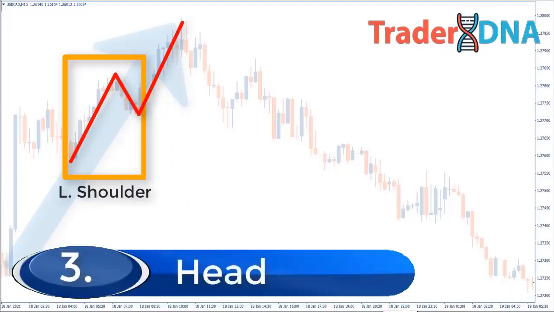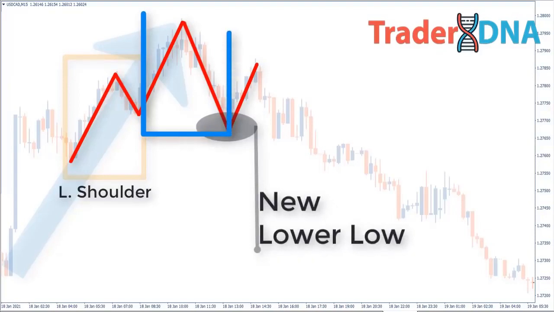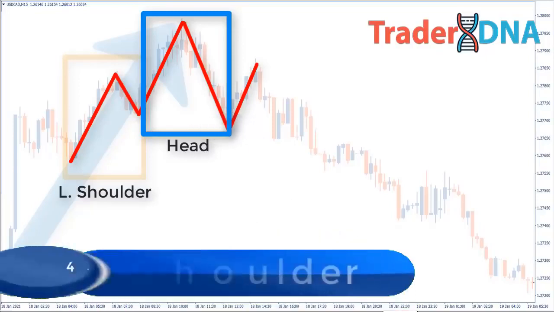Step 3. Head. Now that the left shoulder has formed, the market makes a higher high which forms the head. But despite the bullish rally, buyers are unable to make a substantially higher low. At this point, we have the left shoulder and the head of the structure. The neckline is also beginning to take shape, but we need the right shoulder before we can draw the neckline on our chart.